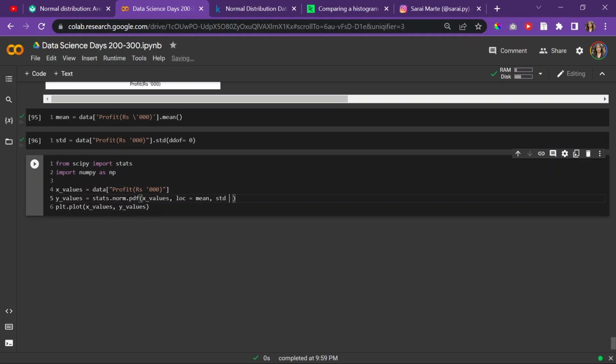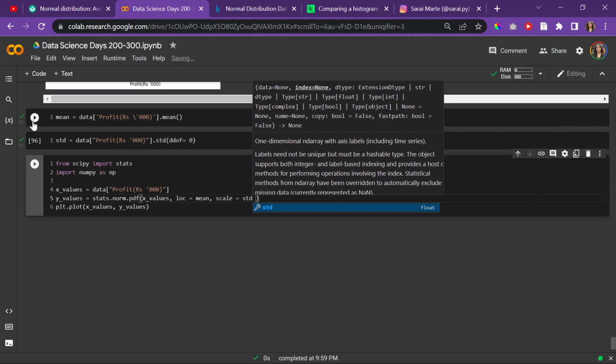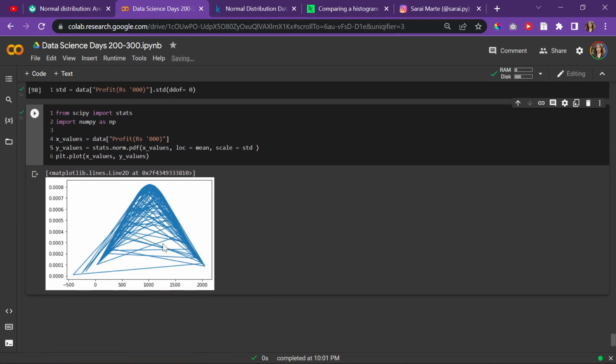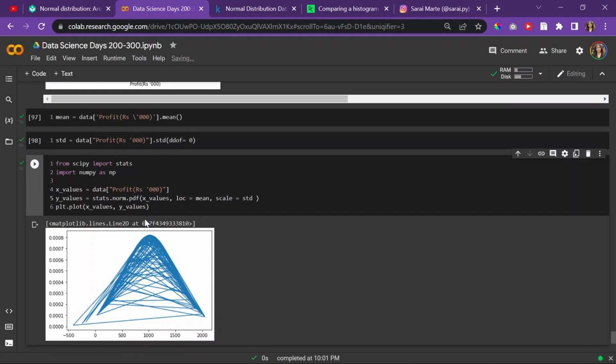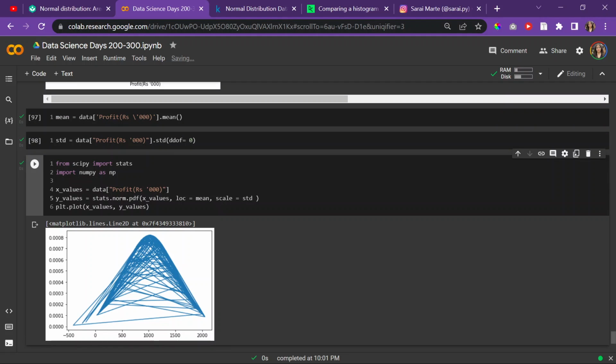And for my STD, okay, that sounds weird. For my standard deviation, well, it's not standard deviation, sorry, it's scale actually here in norm.pdf. It's going to be my standard deviation. So let me run this, run that, and run that. That is so bad. Okay. Interesting. I mean, it is technically normal, yes.